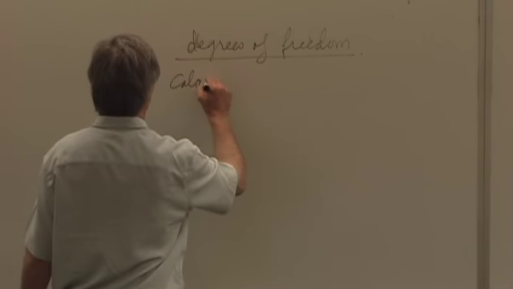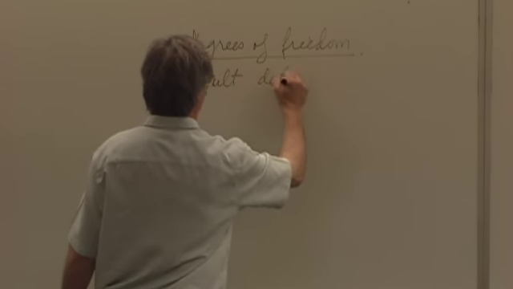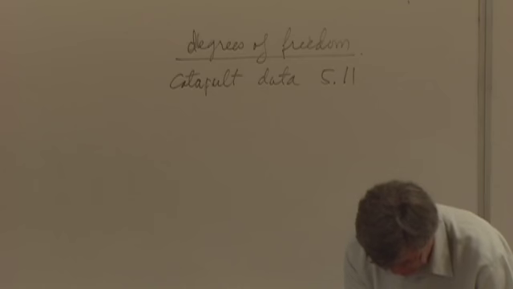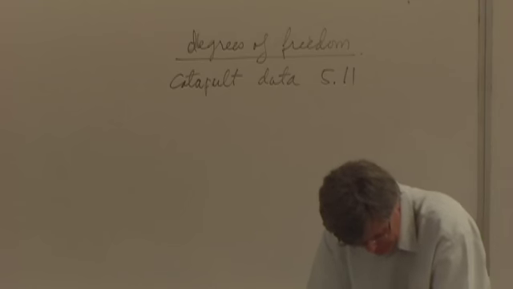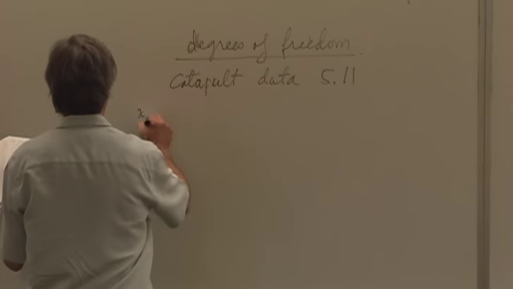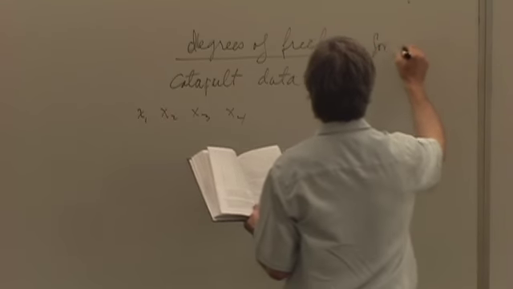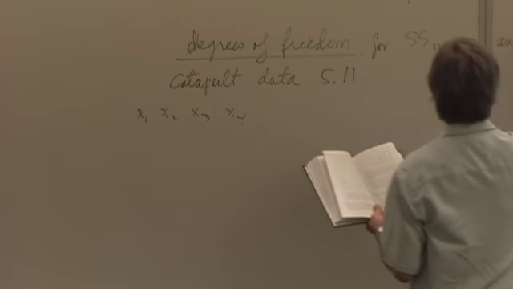Catapult data. So the first thing we would have done was to find SSH. I don't even know how to spell catapult. How do you spell catapult? That's right. Okay. So here was the actual, what you had was x1, x2, x3, x4. Degrees of freedom for SSPE, pure error, and SSLOF.